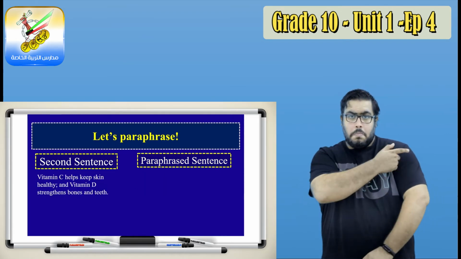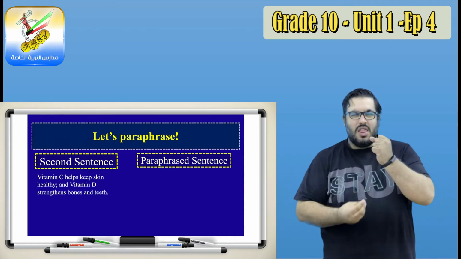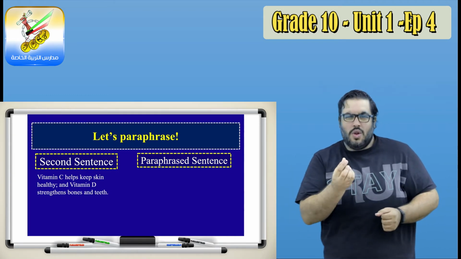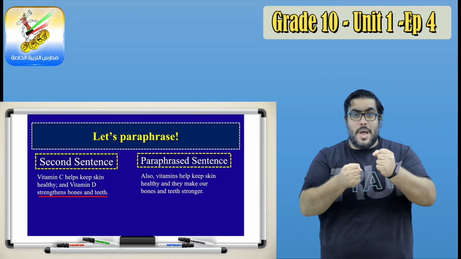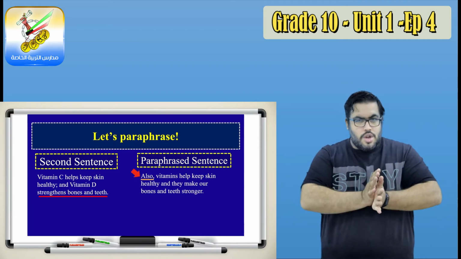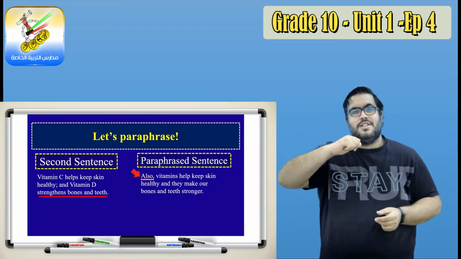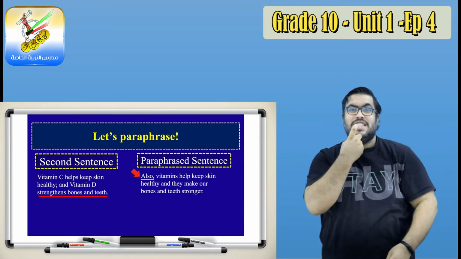Here is our second sentence. Vitamin C helps keep skin healthy and vitamin D strengthens bones and teeth. We have strengthens bones and teeth. Let's see what we can do to change this and paraphrase it into something else. Also, vitamins help keep skin healthy and they make our bones and teeth stronger.